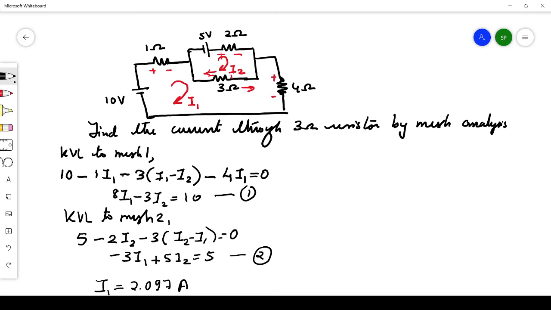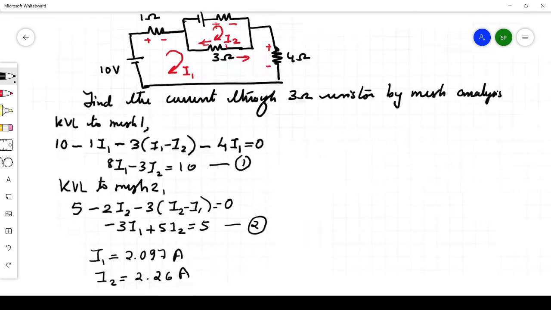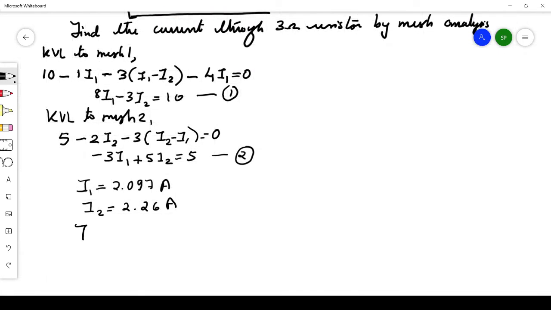So you are supposed to find the current through the 3 ohm resistor. What is the current through the 3 ohm resistor? It is I2 minus I1. So the current through 3 ohm is equal to I2 minus I1. We already know the values for I2 and I1, substitute them. So you'll be getting the value as 0.163 amperes. Okay, so this is the solution for that problem.